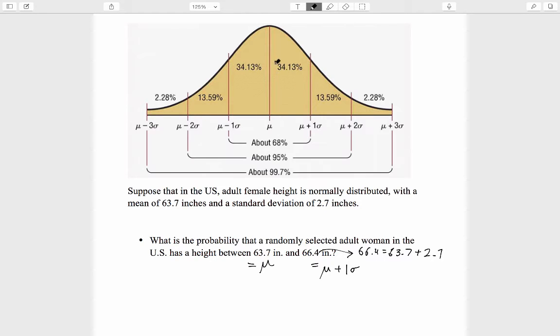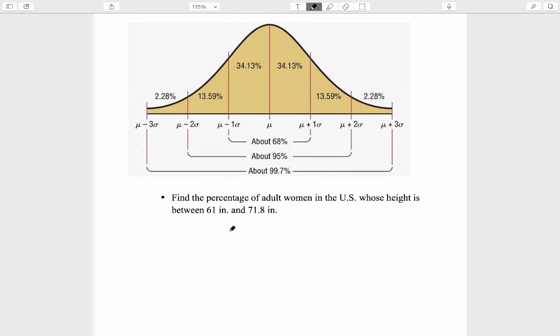That enables us to read off the answer. We see that the probability we're looking for is 0.3413. There is a 34.13% chance that a randomly selected adult woman in the US, in other words, someone selected from the entire population of adult women in the US, has a height that falls within this range right here between mu and mu plus sigma. So the answer here is 0.3413.